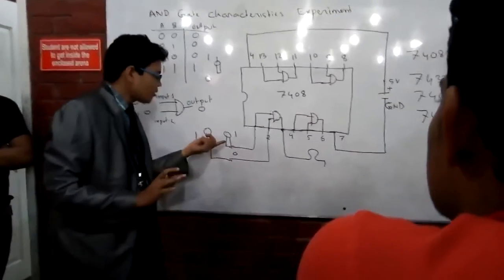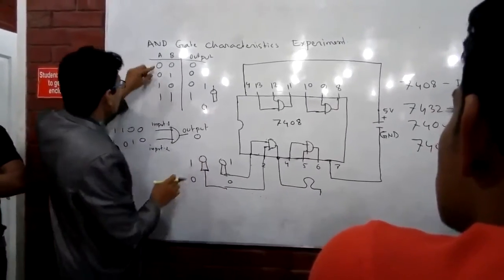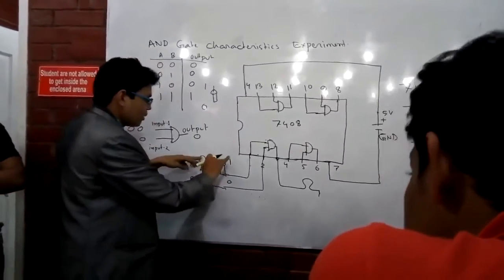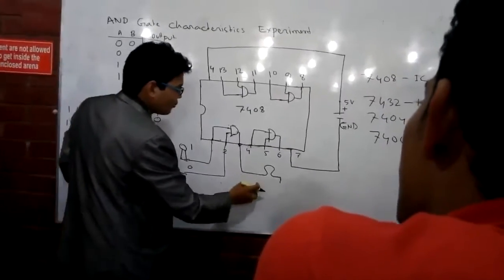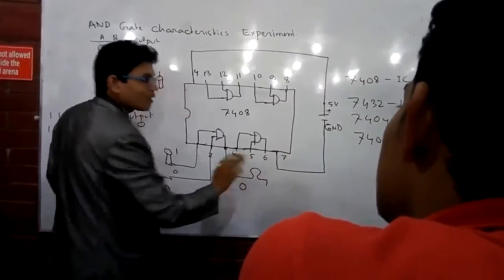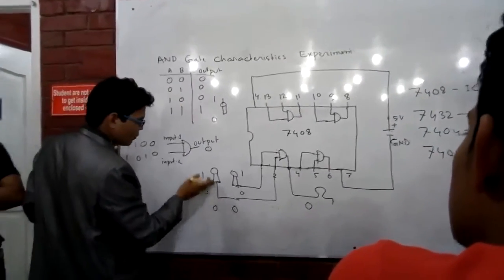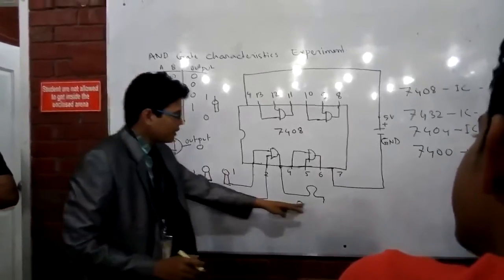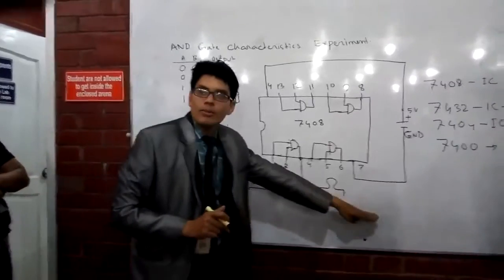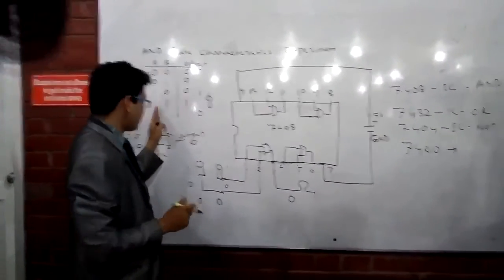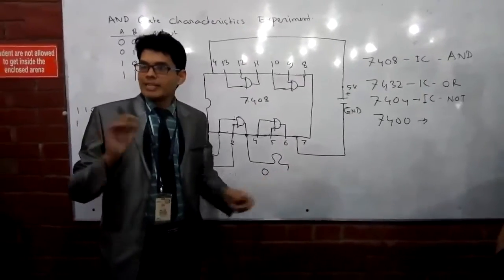Now, how will we verify things? First, 0, 0: both switches will be down. So that makes 0, 0. At the output, it is 0, so this LED light will not be on. It will remain off. Next, 0, 1: this will be pushed down and this pushed up. That makes 0, so again the light will remain off. Then 1, 0: again the light will remain off. And finally, when I press 1, 1, the light will be on. Right? Okay, listen.